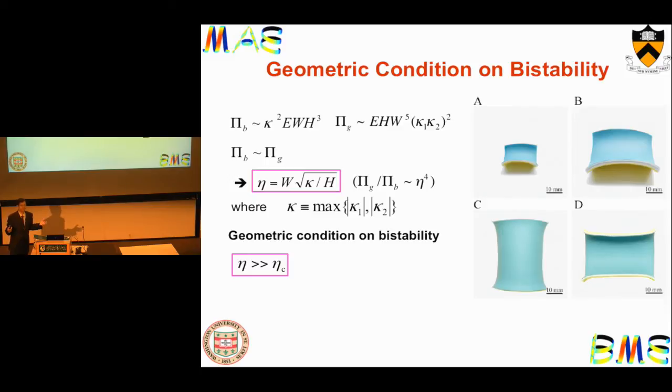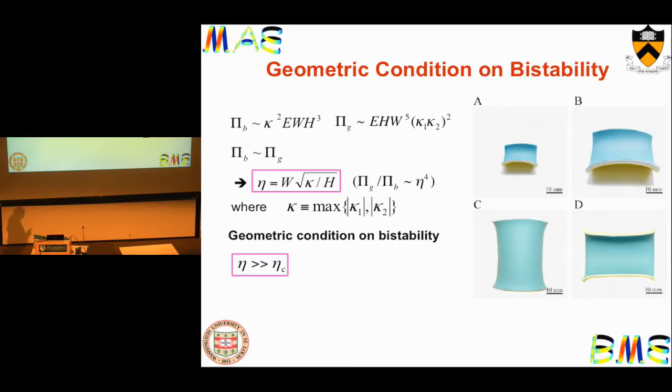Okay. So why? The driving forces are exactly the same. We just change the width or the thickness. We have a theory which I'm not presenting in full here, but from our theory we can calculate the bending energy and the stretching energy associated with this large deformation, and then we can compare them and find that this eta is a control parameter that would dictate the loss or gain of bistability. It's related to the width, the thickness, and the curvature.